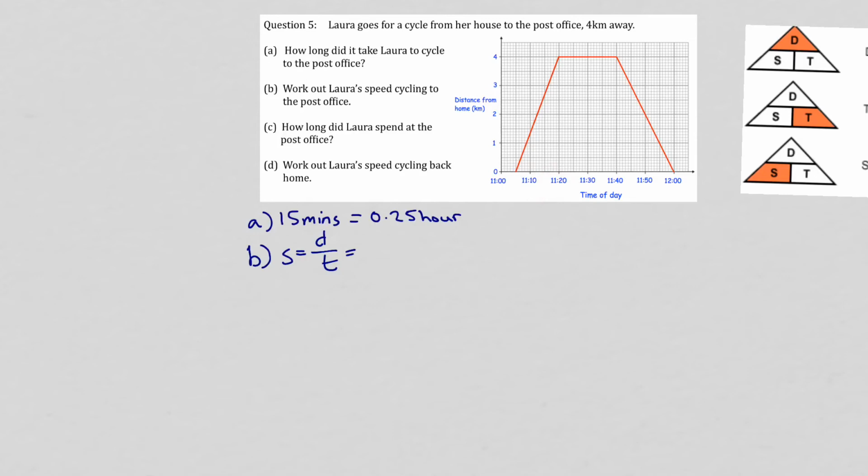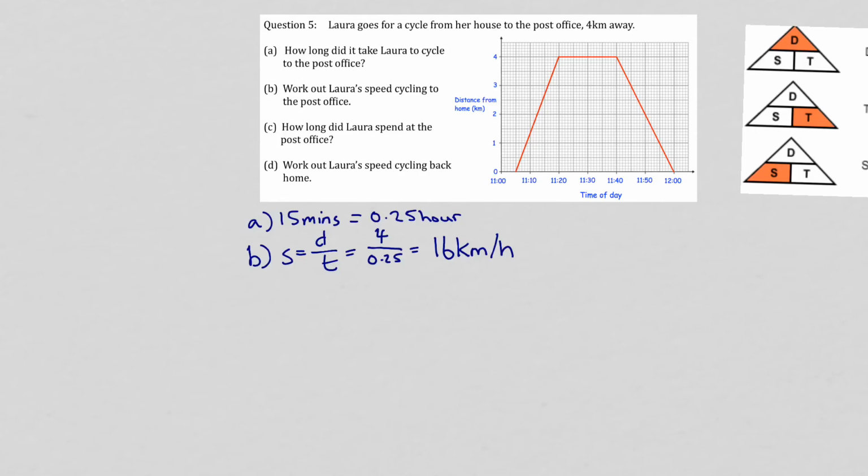So that's going to be 4 kilometers divided by 15 minutes, which we've had to change into a decimal for how much of an hour. It's a quarter of an hour, so 0.25. And if we divide 4 divided by 0.25, it actually makes it bigger. It gives us 16 kilometers per hour. Okay, if you think about that, 15 minutes she's travelled 4 kilometers, another 15 minutes she travelled 8, another 15 minutes she travelled 12, another 15 minutes she travelled 16, and 15 minutes four times gives us an hour.